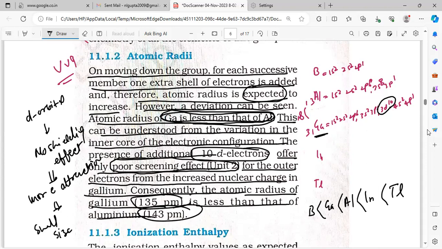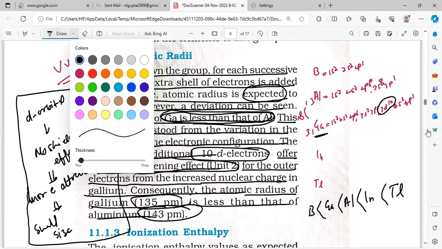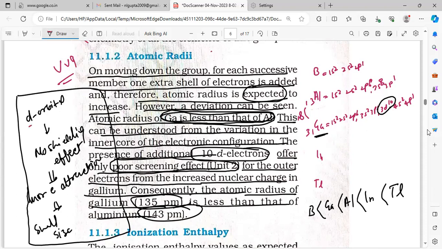This point you can make a note. Please, I'm writing, just 1 minute. See, d orbital is there. D orbital, no shielding effect, so more attraction, small size in case of gallium.